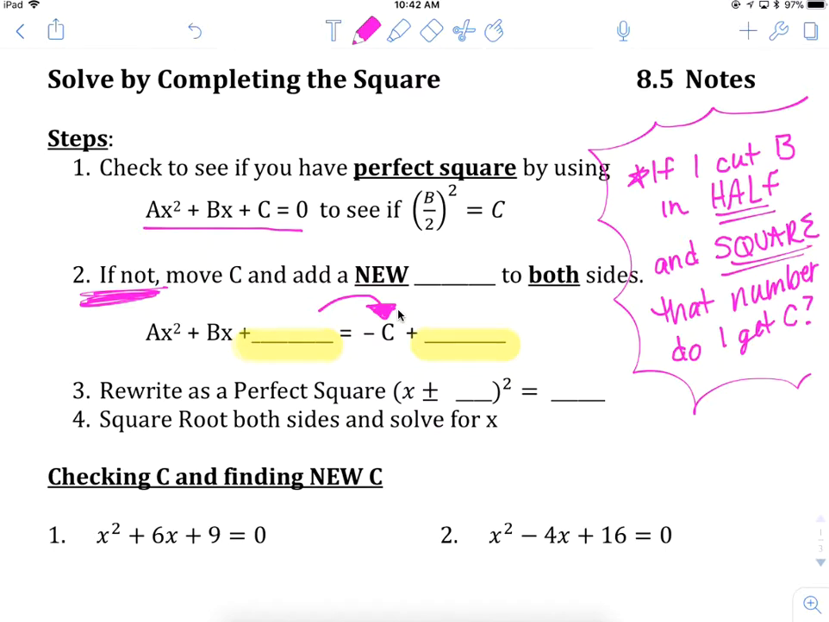If we say yes on this front page, I'm just going to put a check mark for now. If not, that's where step 2 is going to come in, where we're going to complete the square or create a new equation that can make that happen. Okay, let's see what that looks like.